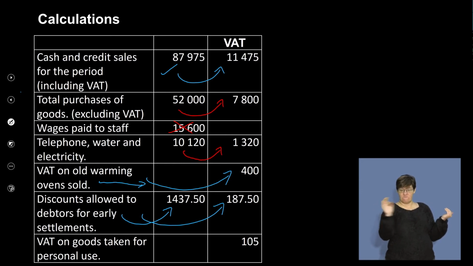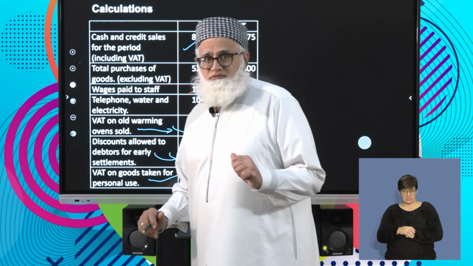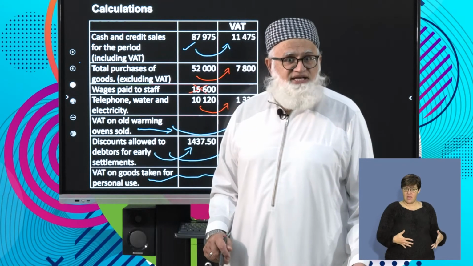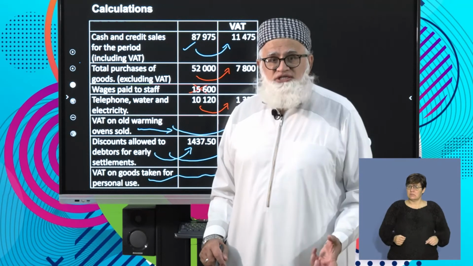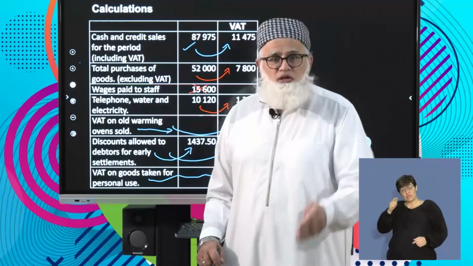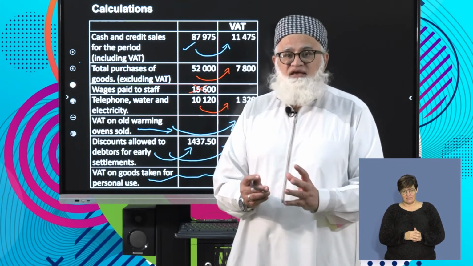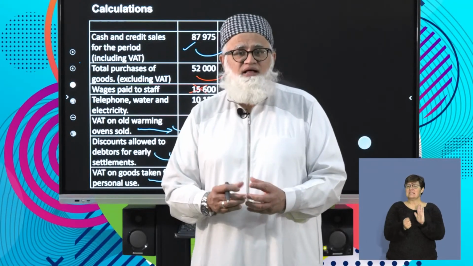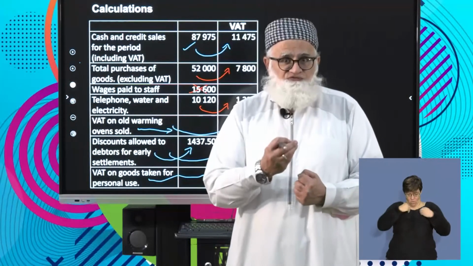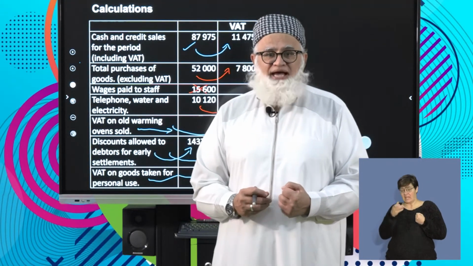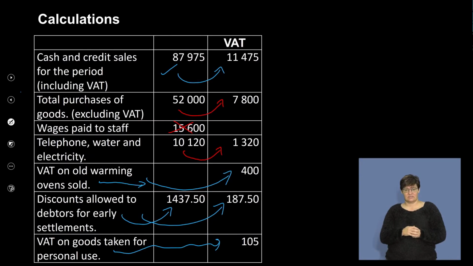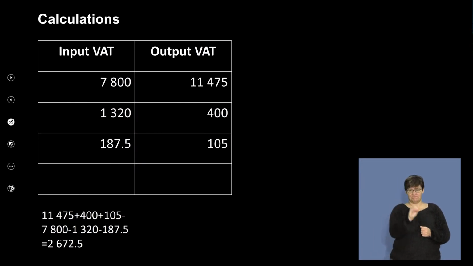Finally, we have VAT on goods taken for personal use. Even the owner, although he may be the owner of the enterprise, the fact that he or she takes goods for personal use, they also have to pay the VAT. Think about it as if you are selling goods, but obviously here the owner is taking it. So you will still have VAT on those items. In this case, the VAT amounts to 105 Rand.